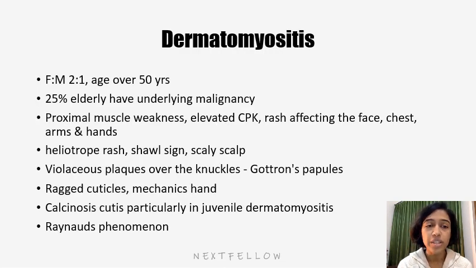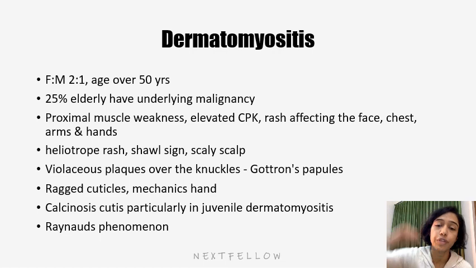In dermatomyositis, you have a female to male ratio of 2:1, and it's an older age group, usually above 50 when the disease starts. About 25% of the older patients may have an underlying malignancy. The classical features are proximal muscle weakness, that is weakness in lifting the arms or leg weakness, elevated CPK, that is muscle enzymes, and a heliotropic rash. That's a rash affecting the face, the chest, and the arms and hands.